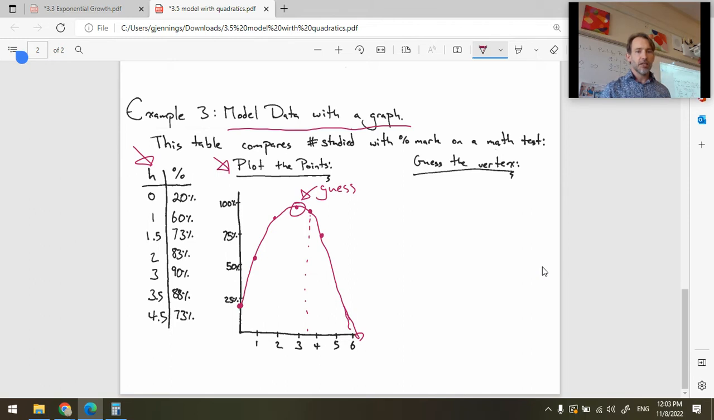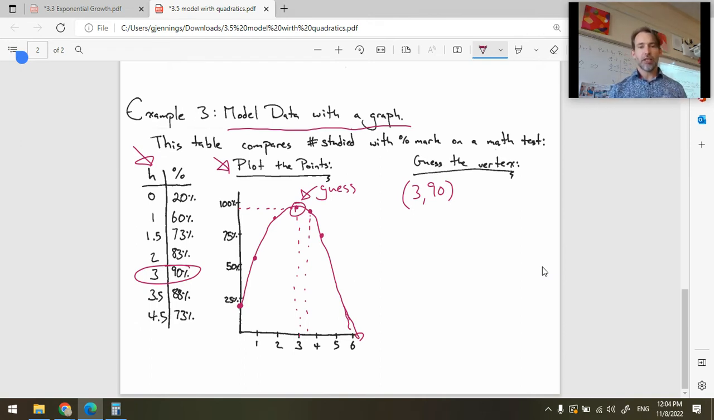In this case, it really looks like this point, 3, 90, is the vertex. This point here, 3, 90. All right? So we guess it. It's 3 in the x, 90 in the y. If you study for about 3 hours, you might get about a 90. And you probably can't do much better than that. If you start studying more, you might tire yourself out and get a lower mark. Could happen.